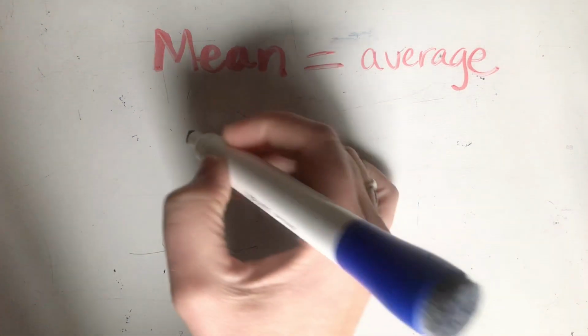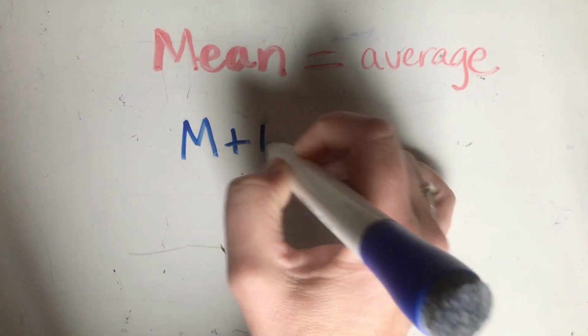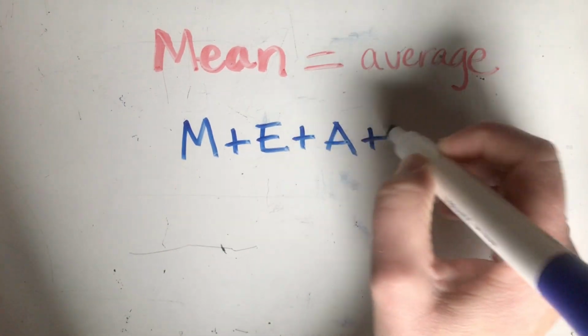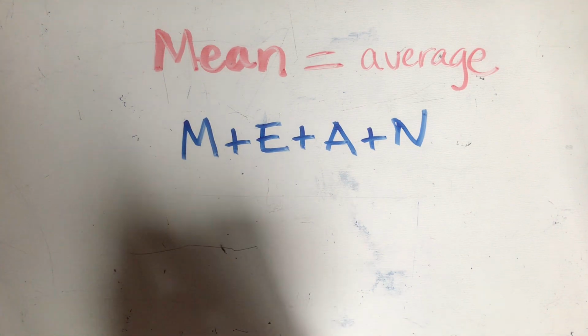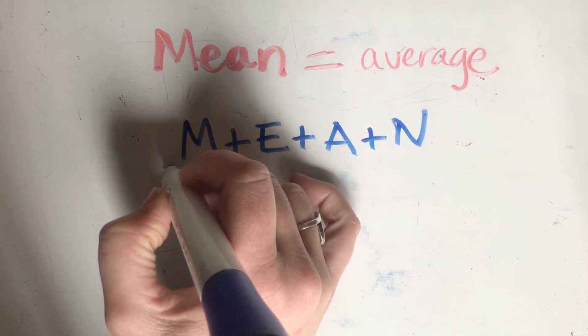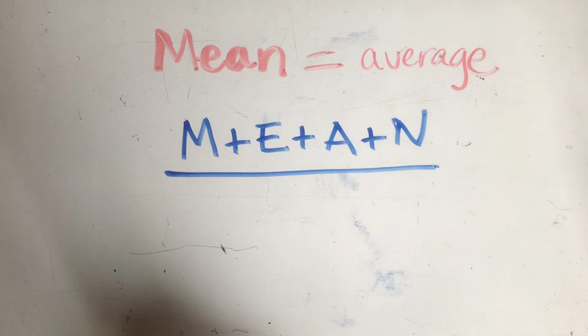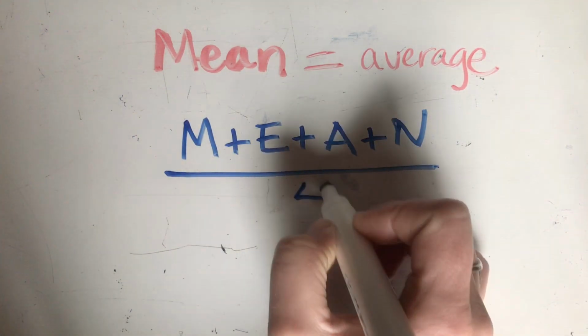So what is that? Mean is when we take the numbers in the data set and we add them together. So I'm going to write down this picture to help you remember. If the word mean was made out of numbers, we'd add m plus e plus a plus n and divide by the number of data points. So how many numbers in our set? In this case, we added 4 letters together, so we would divide by 4.